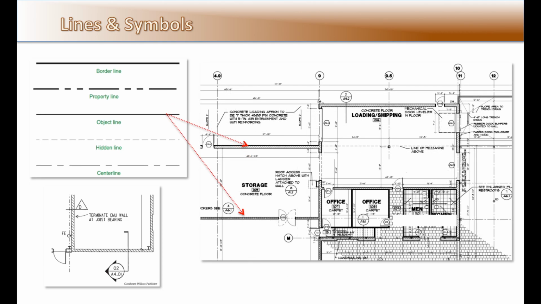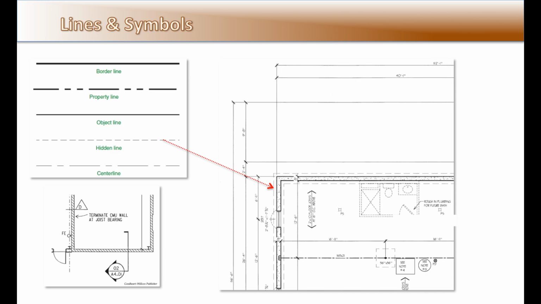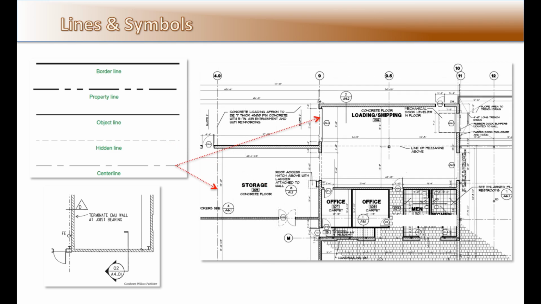An object line is used to show outlines of features. The object lines illustrated here show the edges of interior walls. Hidden lines are used to represent features that are behind other objects and not visible in a given view. For example, a hidden line is used to depict an edge overhead or an edge of a footing below grade. Center lines are used to indicate centers of objects. As shown in this example, center lines are commonly used to represent column lines.